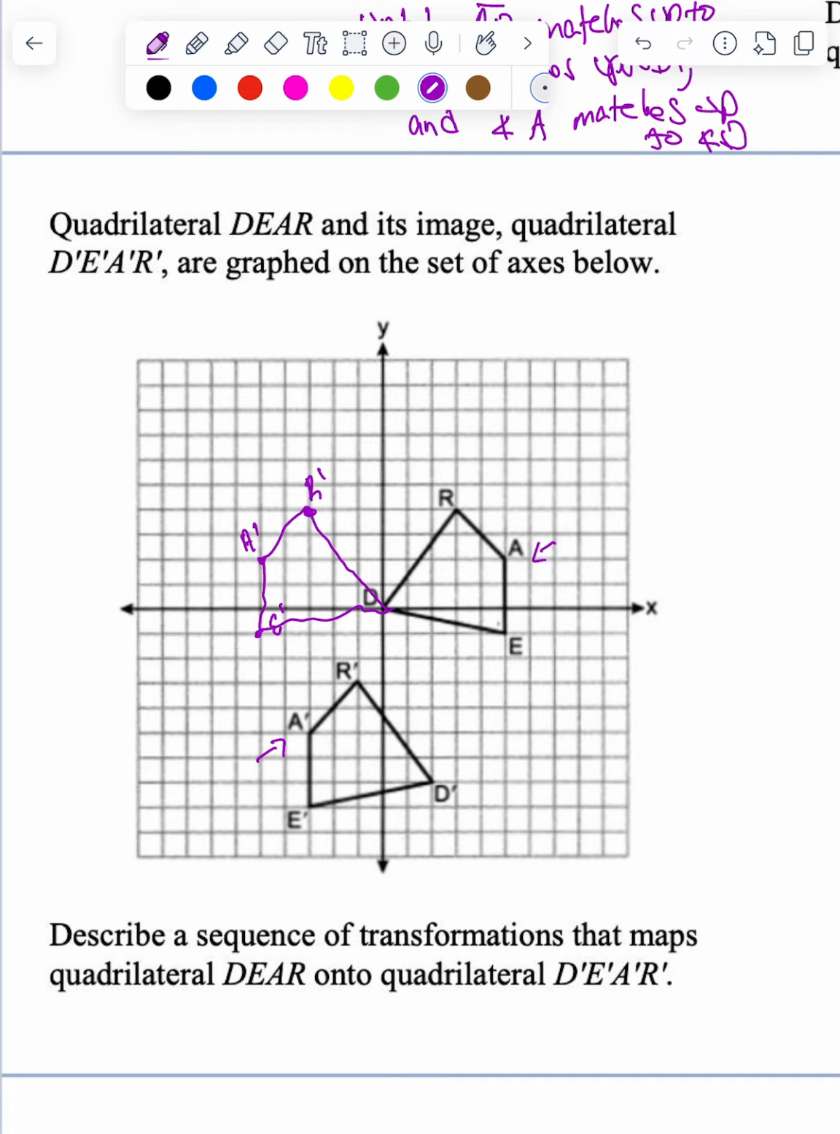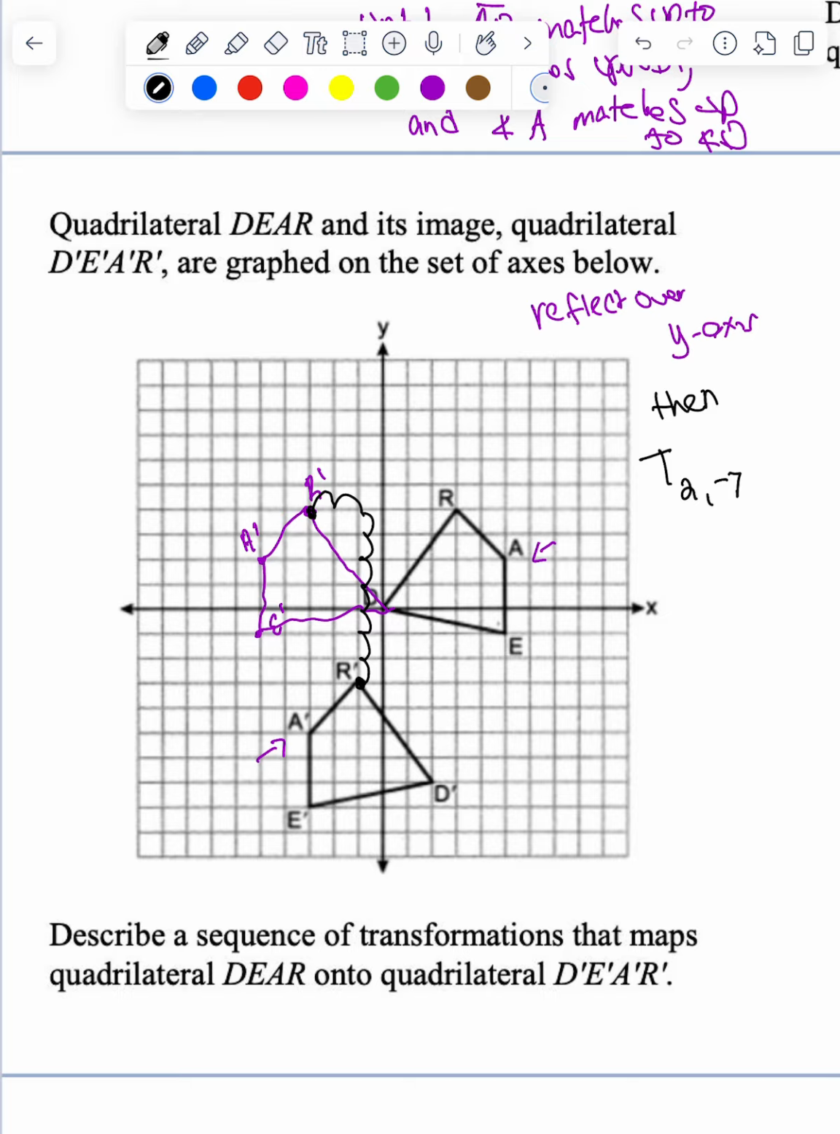And then the orientation's good, and all we need after that is a translation. So I'm going to just right here reflect over the y-axis. And then to see what the translation is, I'll just take R and R prime. That's 2 to the right, and 7 down. Then the translation is 2 to the right and 7 down.